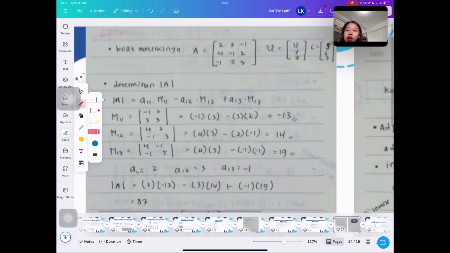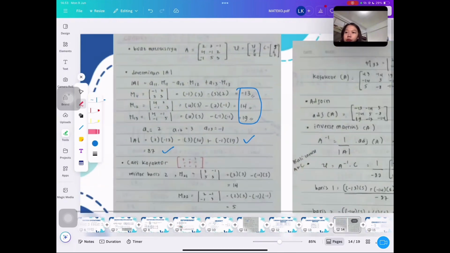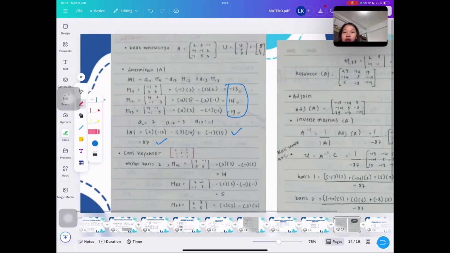And then for the minor 1,2, we have to hide row 1 and column 2. So we got 4, 2, minus 1, and 3. And then same for the other minors. And then after we got the answer, we have to calculate, and then we got the answer. And then after finding the determinant, we move to cofactor.